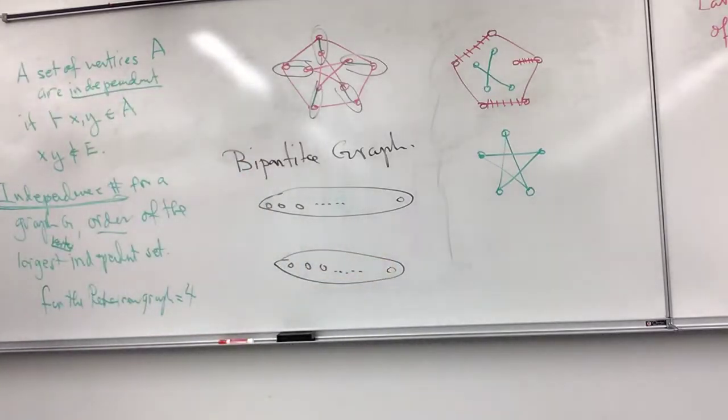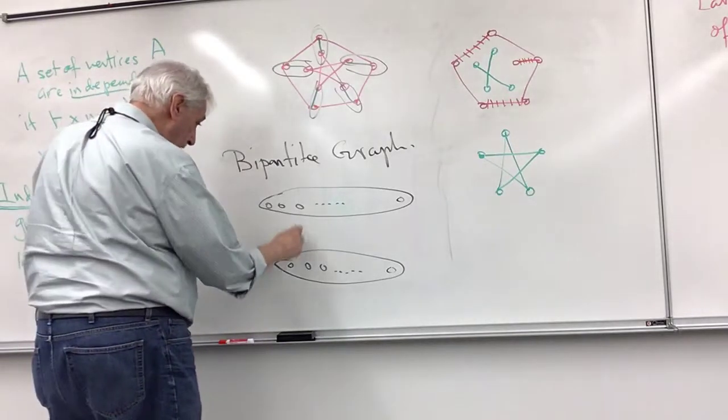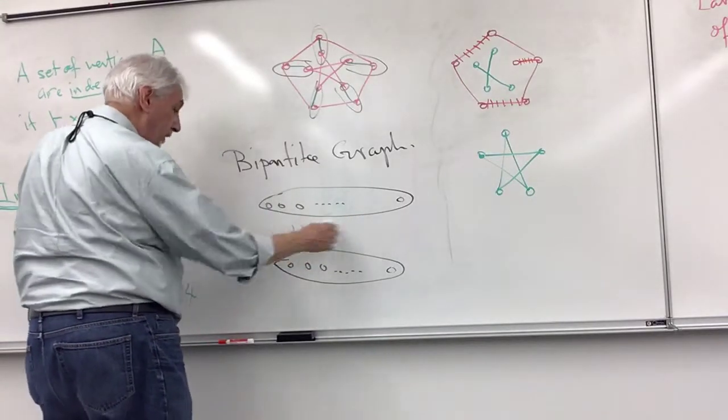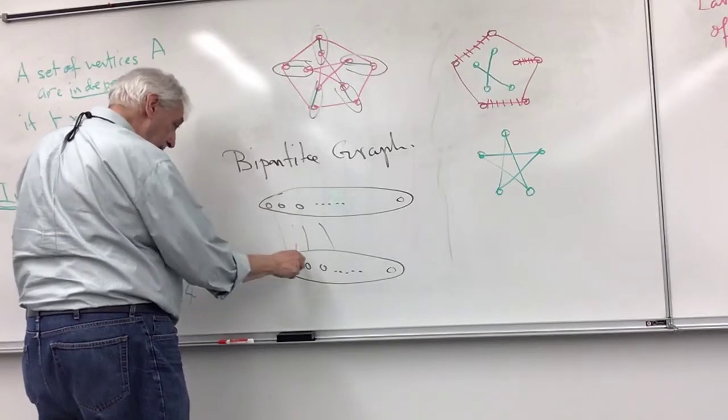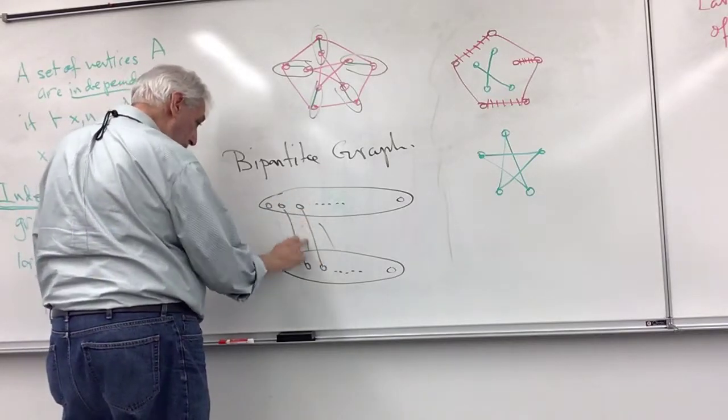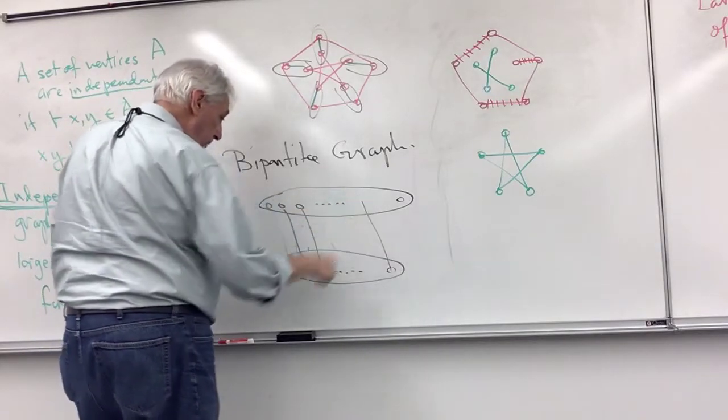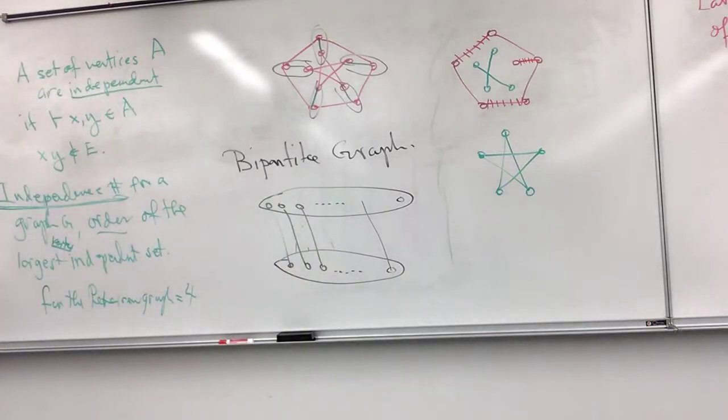So I can partition the vertices into 2 independent sets. And now, are there conditions where I can match, let's say the bottom set is smaller, is there a condition where I can match everybody in the bottom with a different person in the top? Okay, so that's what we're going to be looking at.